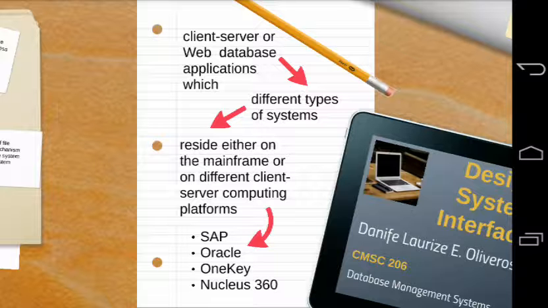Design System Interfaces. In large and complex environments, you frequently encounter client server or web database applications that must interface with different types of systems, which reside either on the mainframe or on different client server computing platforms. Examples of this will be SAP, Oracle, OneKey, and Nucleus 360, wherein these database applications interface with their clients' databases or their clients' other software programs.